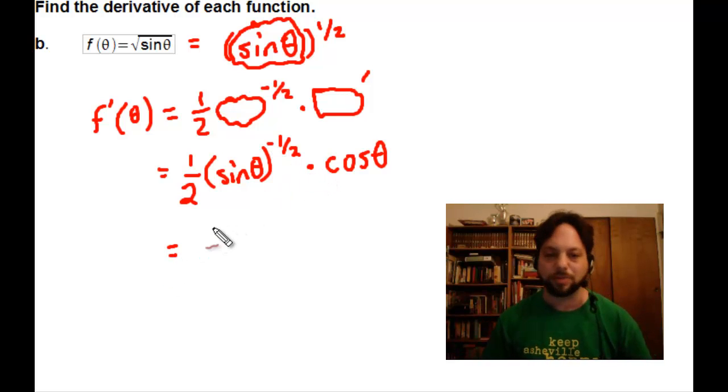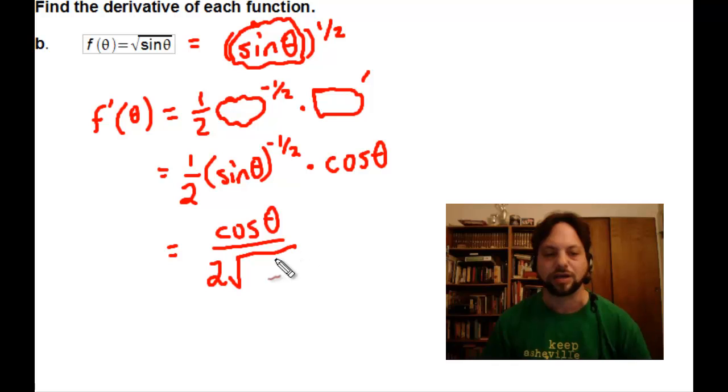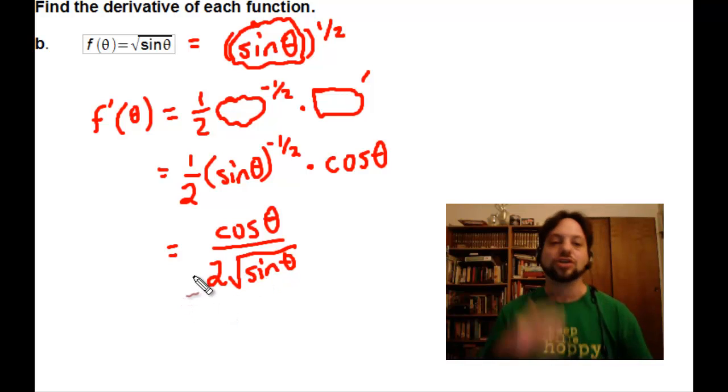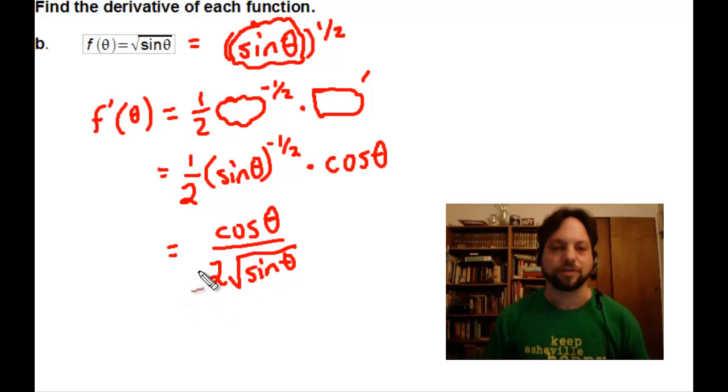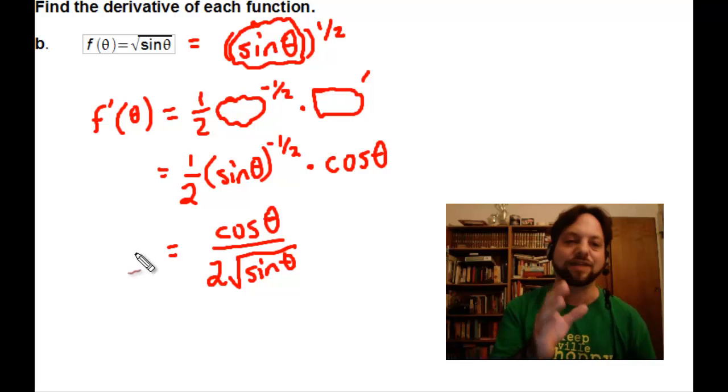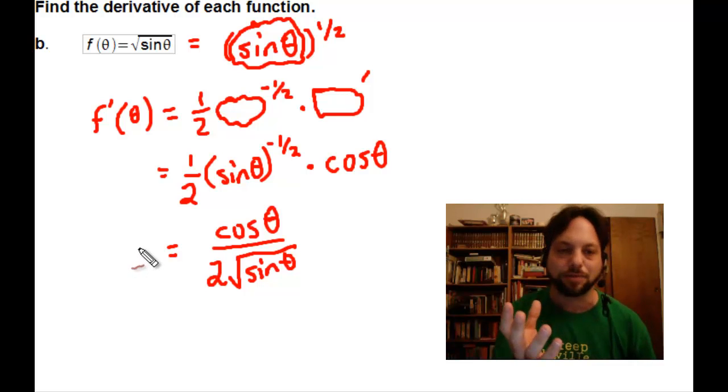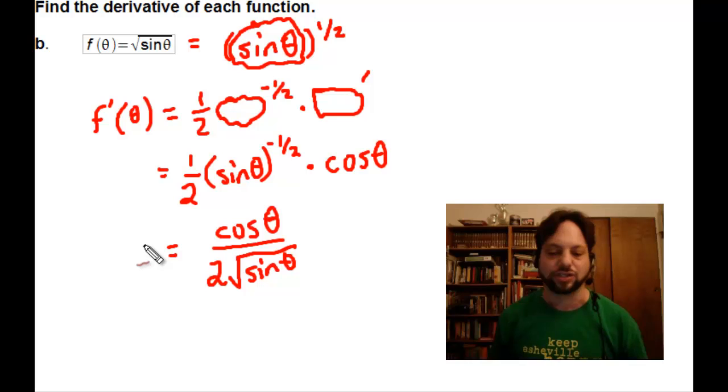Now again, you might be one of those people who likes it a little bit simpler than that, so we can certainly accommodate you. We'll have cosine theta over 2 times the square root of sine theta, and it's not going to get any easier than that. So there you go, not too difficult of a problem, but just be sure that you can identify the inside and the outside part of any composition of functions.